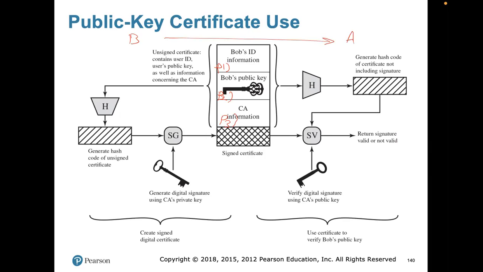Send his public key, of course. So the first thing is some ID information from Bob. And second is Bob's public key, because this is basically what they want to exchange. Alice needs to know Bob's public key in order to be able to communicate with Bob or decrypt Bob's encrypted package or data.